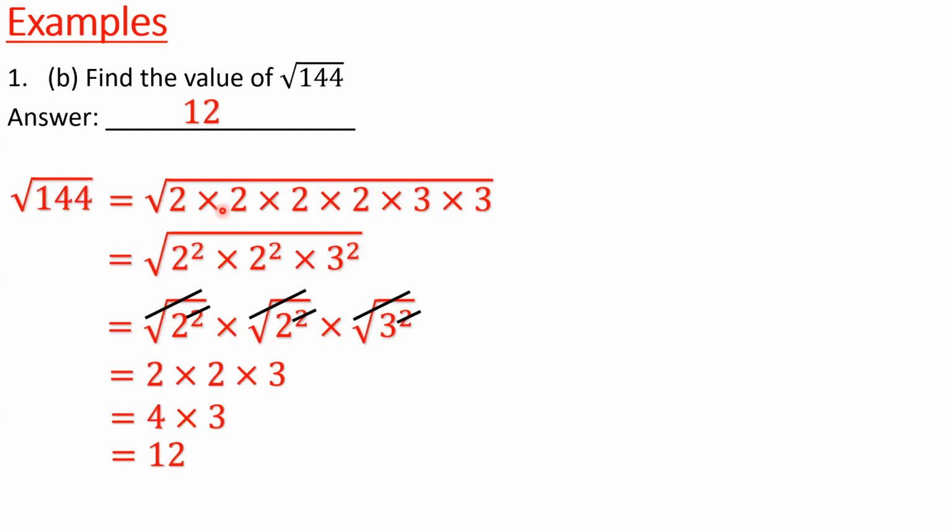2 times 2 times 2 times 2 times 3 times 3. Good. What is that? That's the prime factorization of what? Of 144. Good.